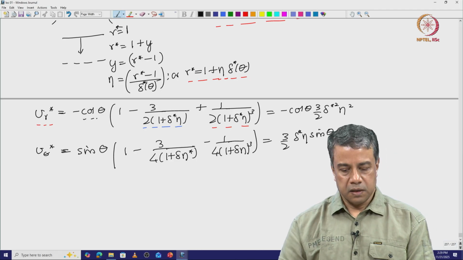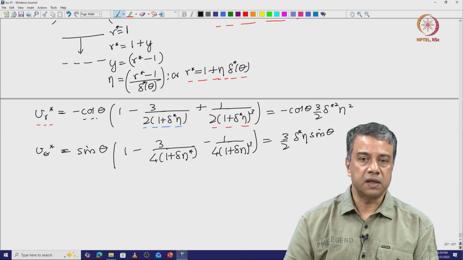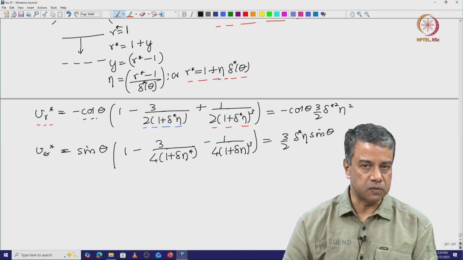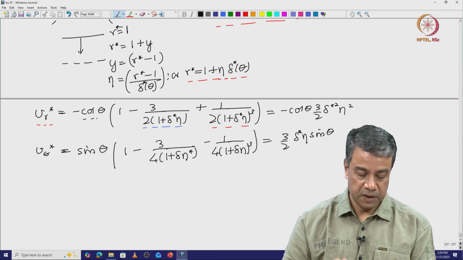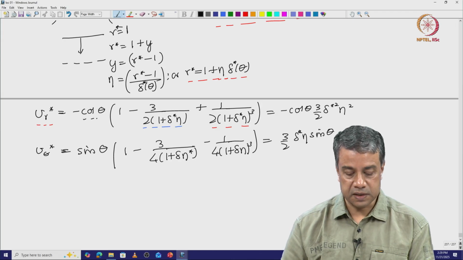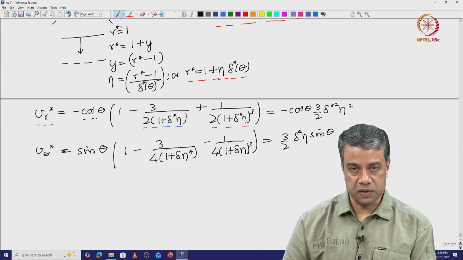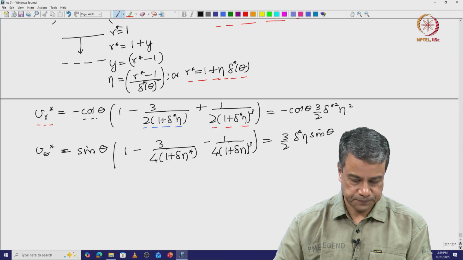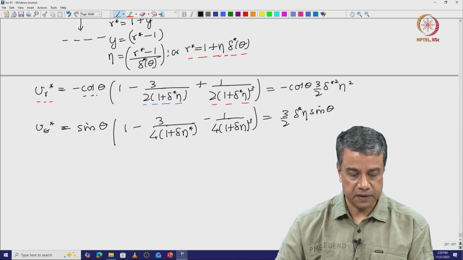For the radial velocity, I had to go up to the delta square term. The order 1 term and the order delta term were both 0. For the radial velocity, that is the cross stream velocity. For the streamwise velocity in the theta direction, we just had a velocity proportional to delta eta itself. That also decreased to 0 at the surface. So that is a simplification for the velocities.